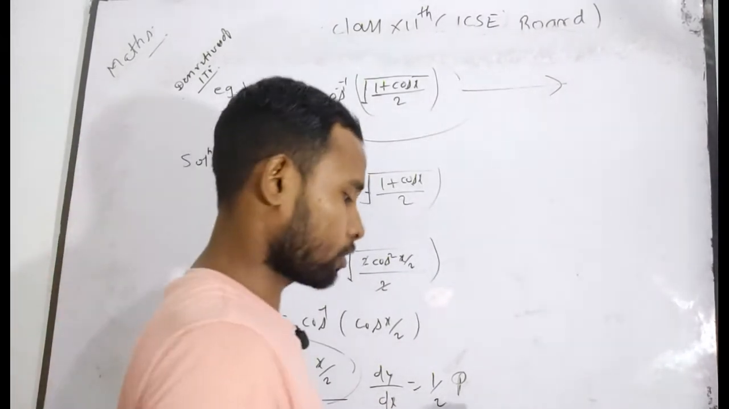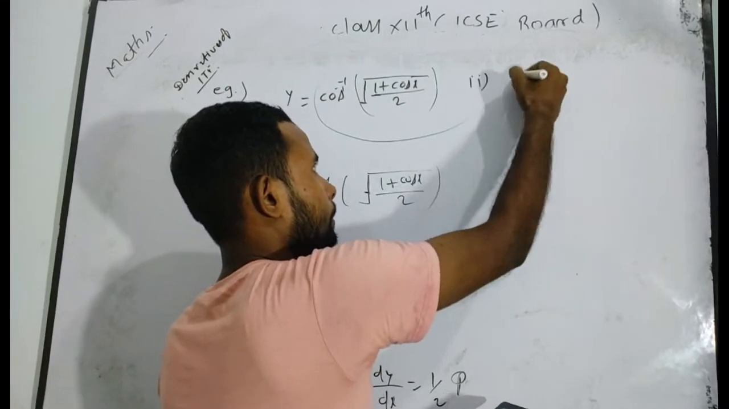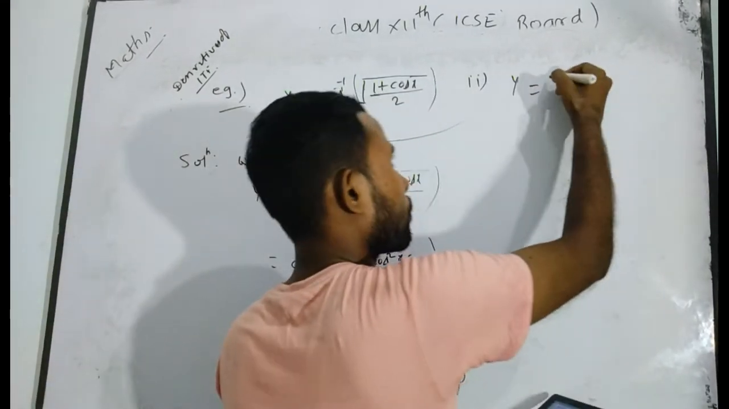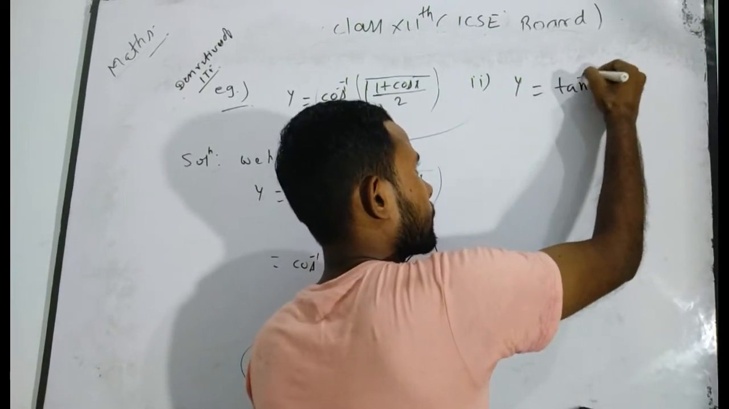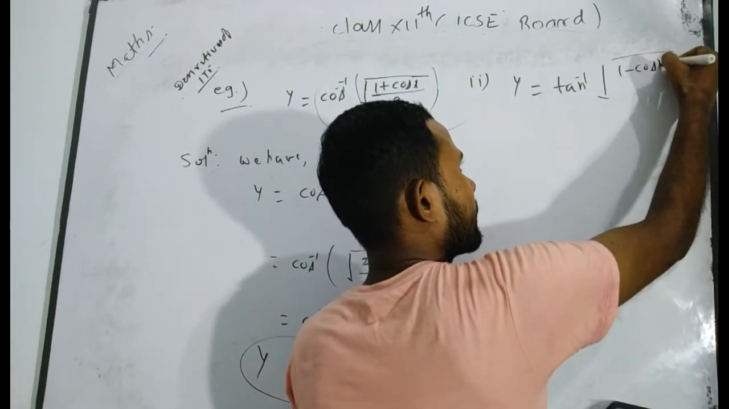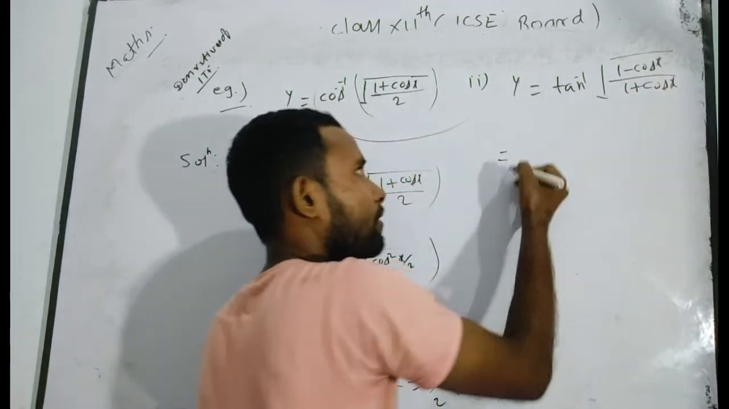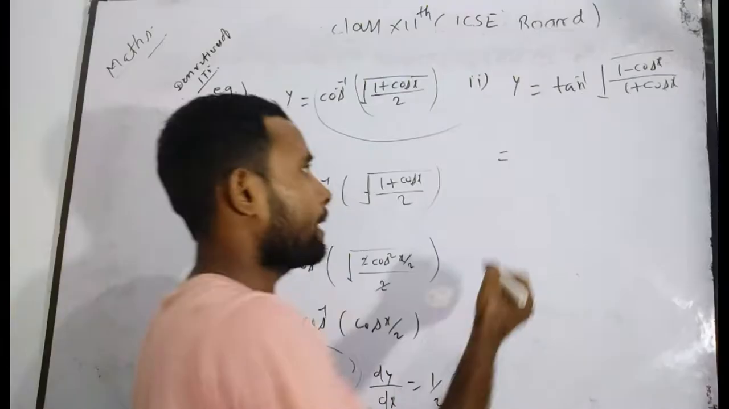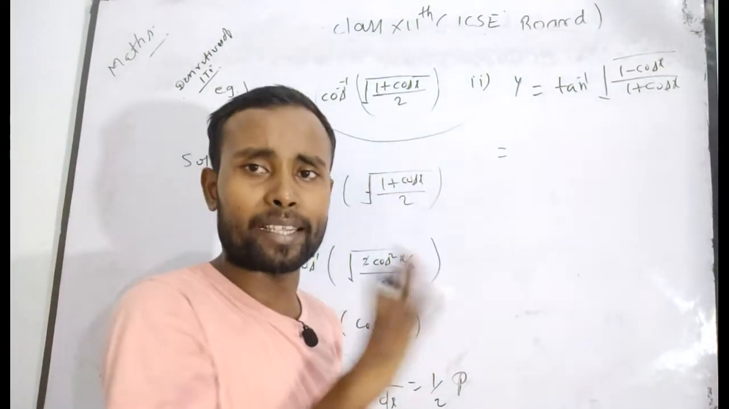Second problem for you. See here, y is equal to tan inverse of root under (1 minus cos x) divided by (1 plus cos x). Now you have to again differentiate. First of all, there should be a single target for you: you have to simplify this function.